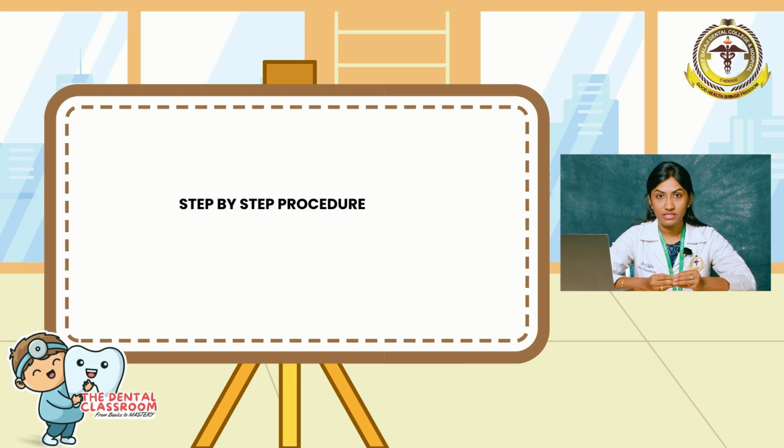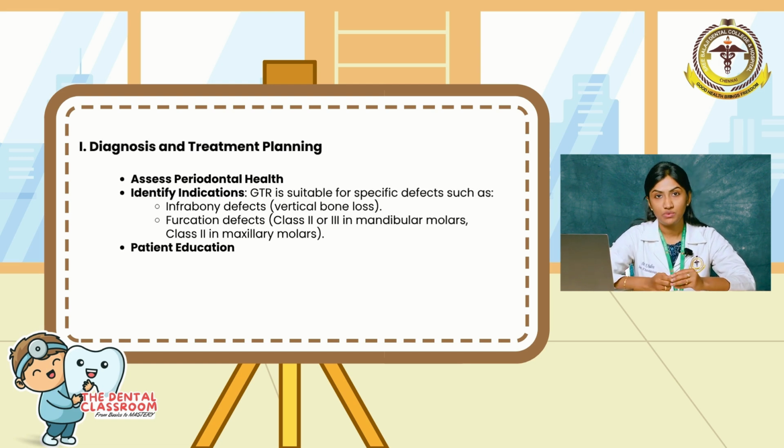Let's see the step-by-step procedure involved in GTR techniques. The first step starts with the diagnosis and treatment planning. In this phase, you have to assess the periodontal health, ensuring there is no acute infection or acute inflammation. This has to be managed in cause-related therapy, which is called phase 1 therapy.